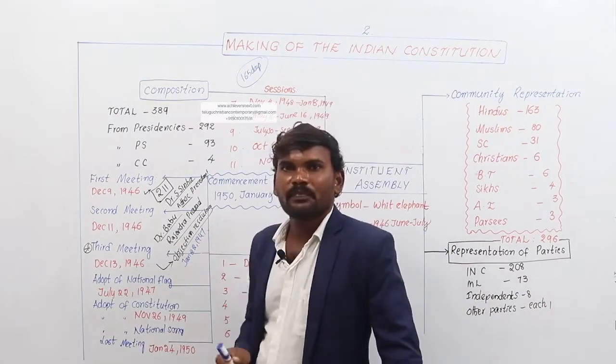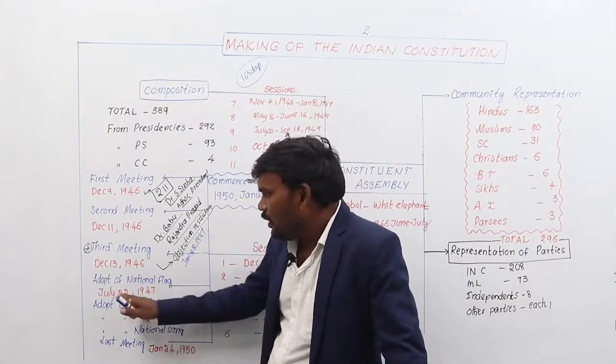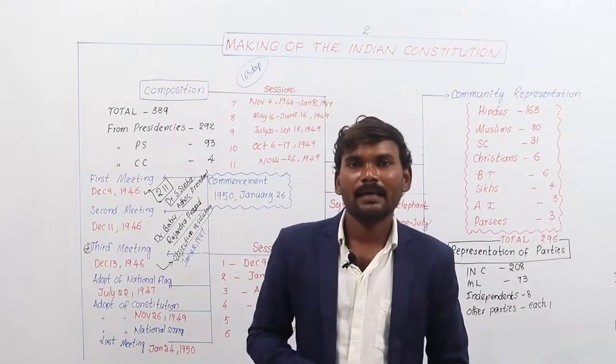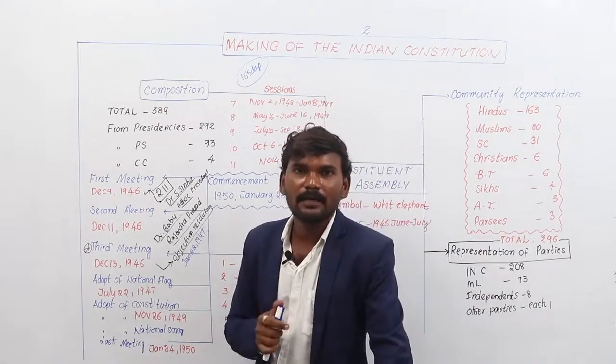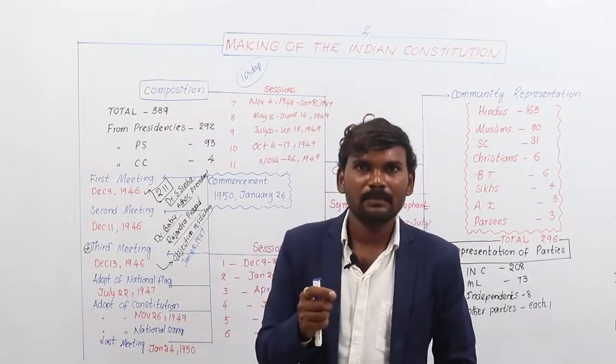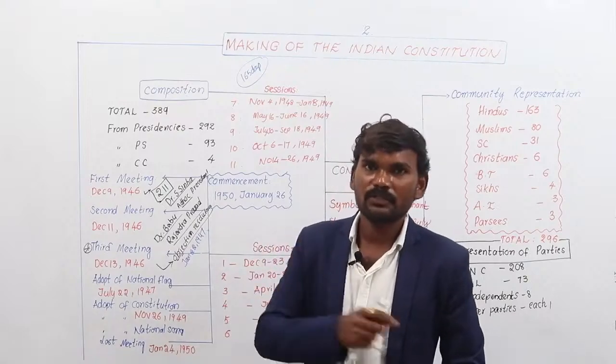This objectives resolution is the main source of the preamble of the Indian Constitution. Next, on July 22nd, 1947, the Constituent Assembly adopted the tricolor flag as our national flag, which was designed and made by Pingali Venkayya for the 1923 Vijayawada session.